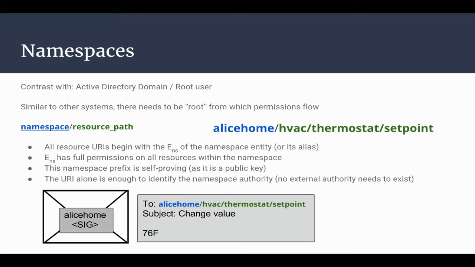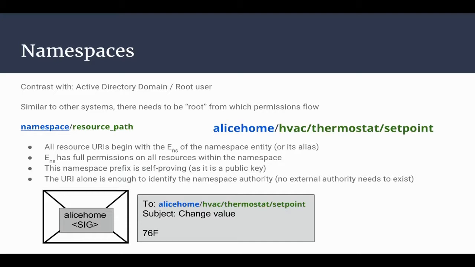And this is actually intrinsic. There has to be some root of permissions, and in our case, this is the namespace. So every resource appears in a namespace, and that namespace is actually a public key of an entity that created the namespace, or its alias.